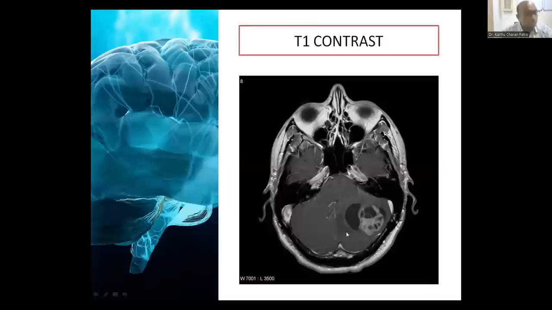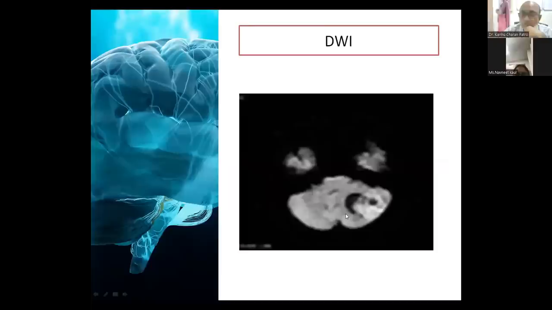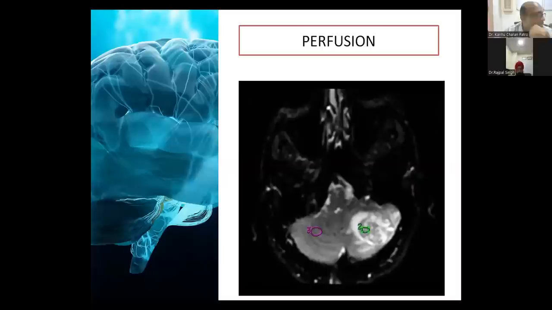On T2, it is mostly hyperintense. On T2 FLAIR, you will see how much edema there is. Medulloblastomas are highly aggressive tumors. In diffusion weighted images, you will see restricted diffusion because of the higher malignancy. The left side is the diffusion weighted image, which shows hyperintensity, and the corresponding ADC map looks black. On the perfusion scan, again, it is highly malignant in nature, and you may see high perfusion.